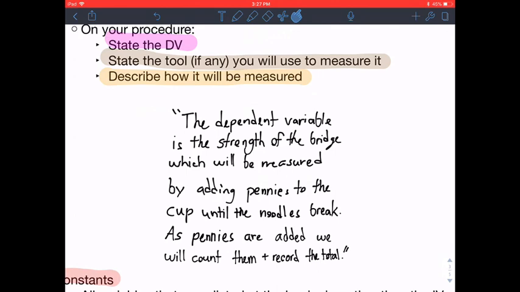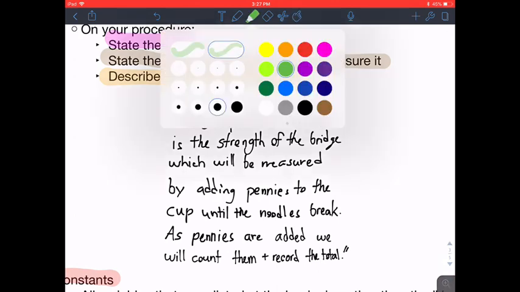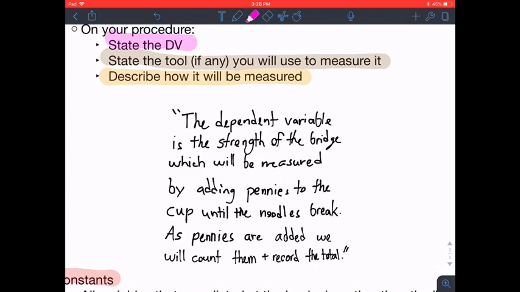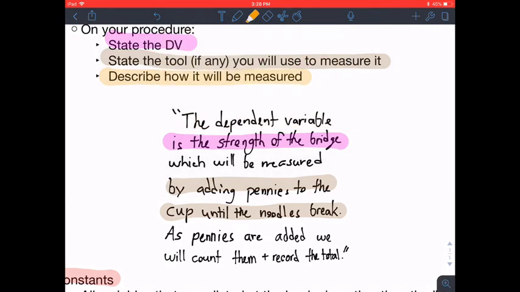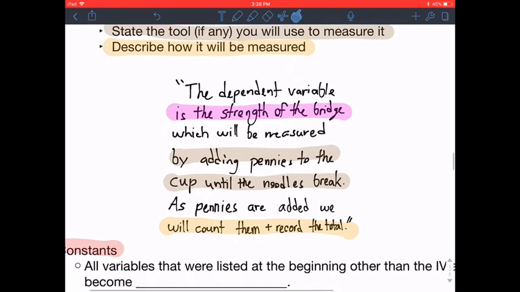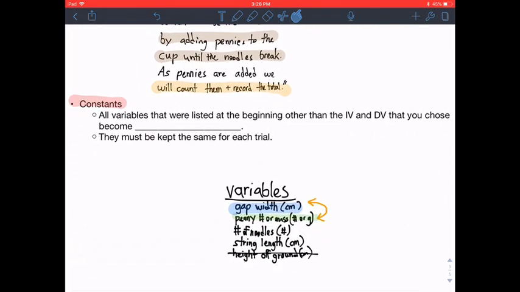When we're writing our procedure, the first thing we need to do is state the dependent variable. So in this case, they said the dependent variable is the strength of the bridge. Then we're going to describe what tool you'll use to measure it. So this will be measured by adding pennies to the cup until the noodles break. And lastly, we must describe how it will be measured. In this case, we said as pennies are added, we will count them and record the total. So that is full credit on a procedure for describing the dependent variable.